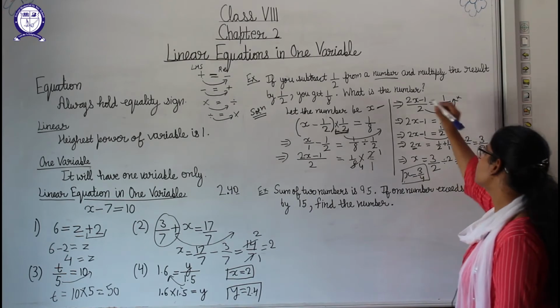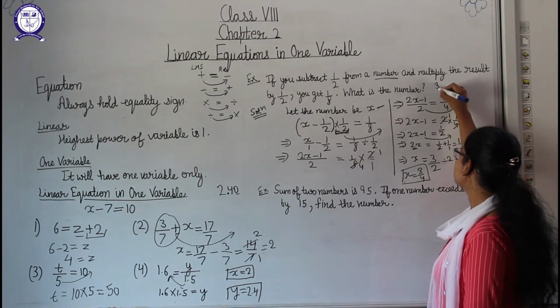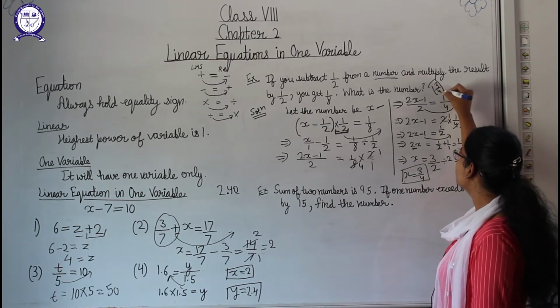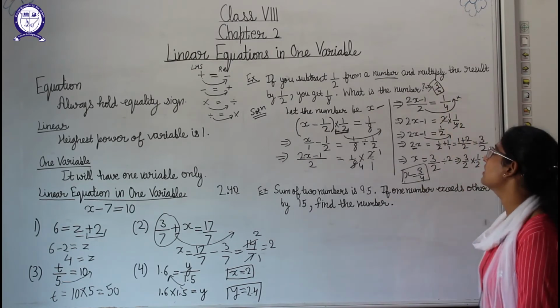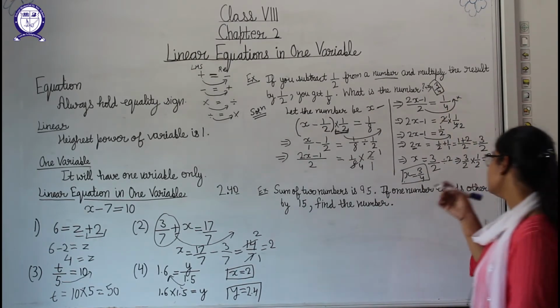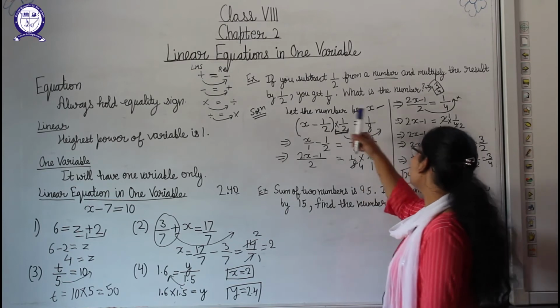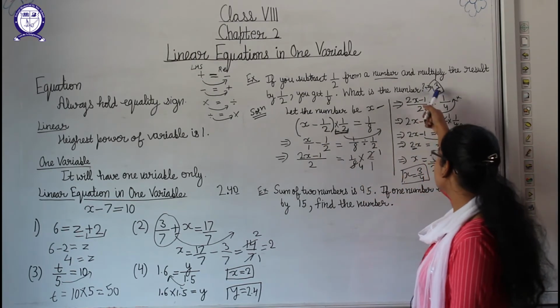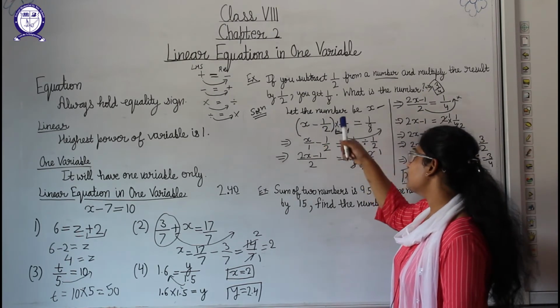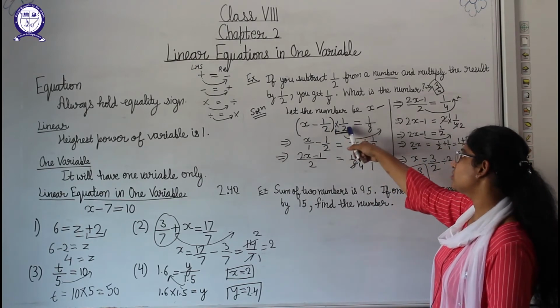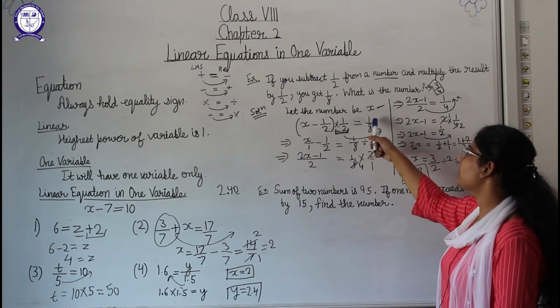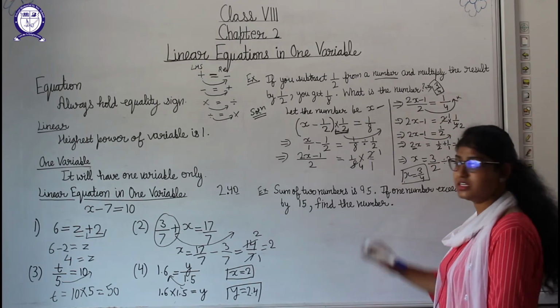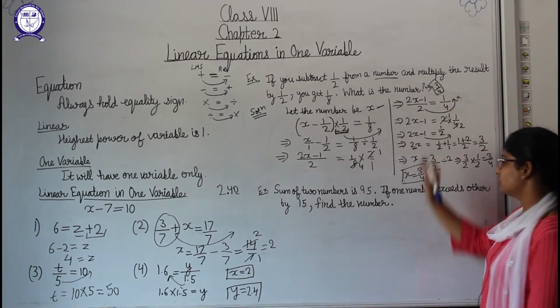Okay students, so what is the number? The number is 3 by 4. This is what we get as our answer. And students, you can check it also by putting the value here. It is 3 by 4, it is half. It means we are getting 1 by 4, and 1 by 4 into 1 by 2 gives us 1 by 8. It means our answer is right. Okay, so this is our answer, 3 by 4.